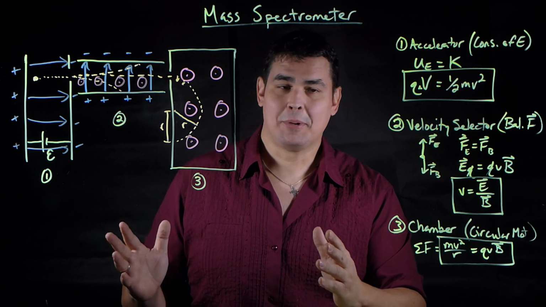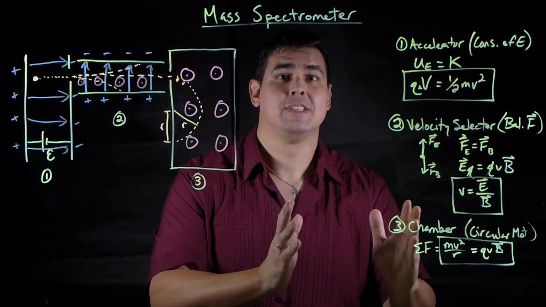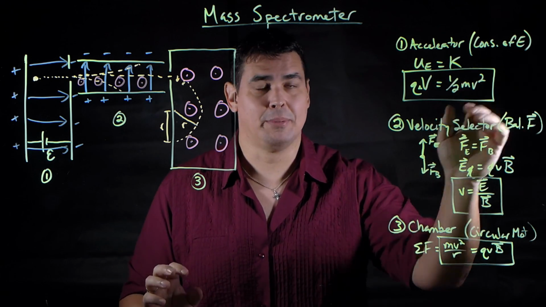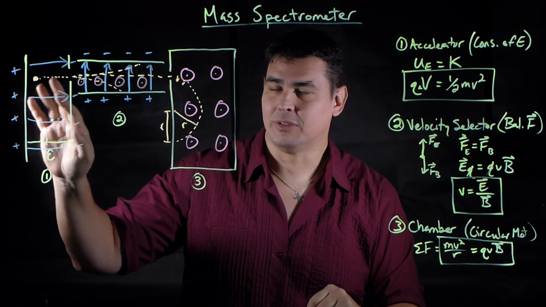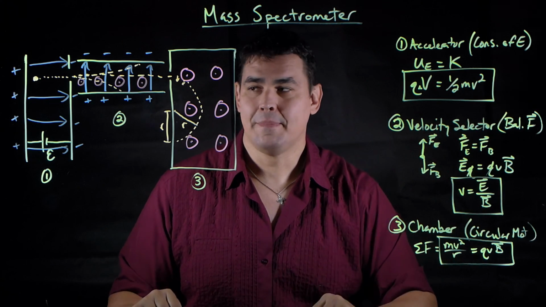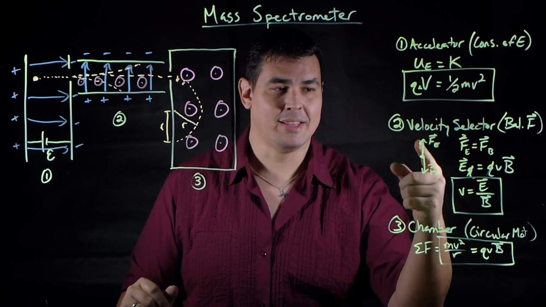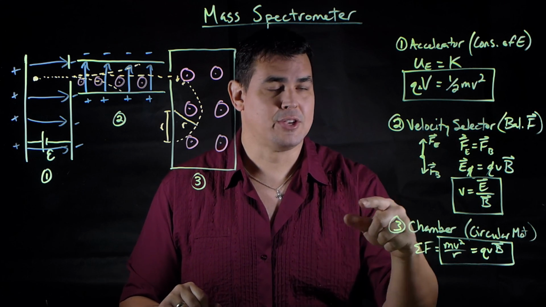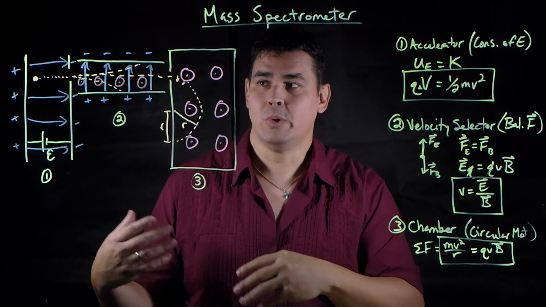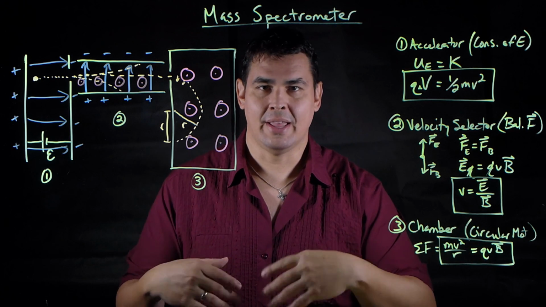So mass spectrometer problems, right? Pretty easy to solve if you remember the specific physics principles that will apply to each part. So the first part is just a conservation of energy problem, right? You're setting the electric potential of this charge when it's at rest equal to the kinetic energy when it accelerates through, right? And then the second part is a balanced forces problem where the electric force and the magnetic force are canceling each other out. And so the things that have this specific velocity, E divided by B, will make it through that part. And then the third part you have a chamber and it's a circular motion problem.